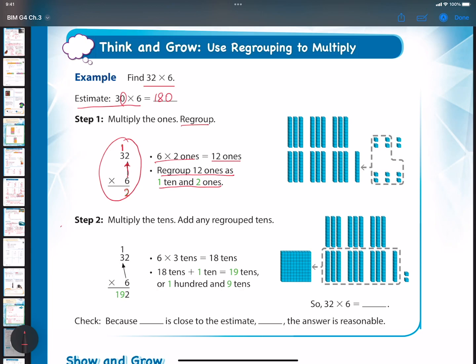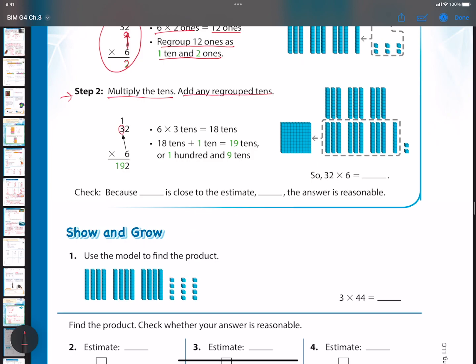Okay, now step 2 is what? Multiply the tens. Yes, you did the ones place already, and now you need to do the tens place. Now add any regrouped tens, which means what? You need to add the carry-ons, okay? So now 6 times 3 is what? 18, right? 18 plus 1, 19, okay? So that's how it works.